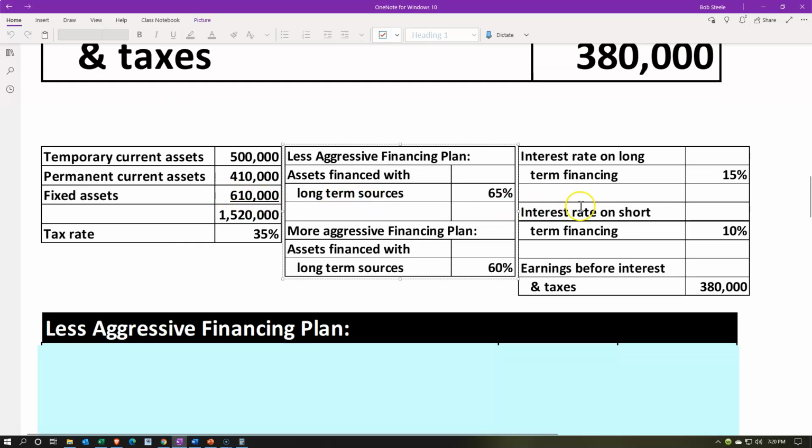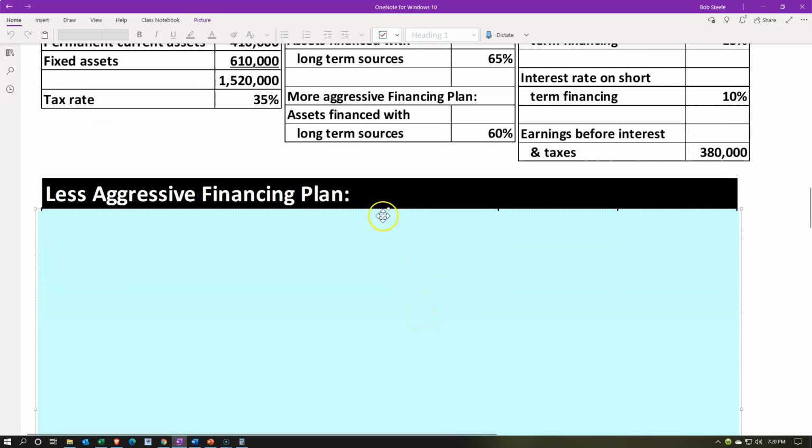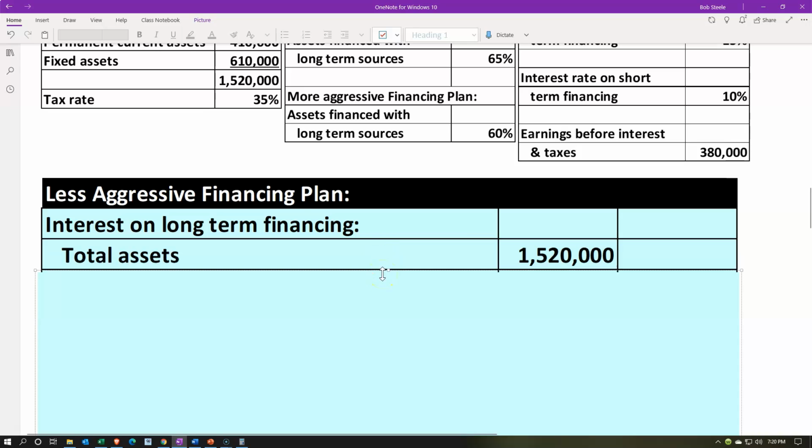Here's a shorter recap of the numbers that we will be working with. Let's take a look at the less aggressive financing plan. I highly recommend working these in Excel. These are perfect to work with in a table and do basic formatting in Excel with percentages and the formatting of the tables. So I highly recommend doing that if you've got time. You could do it in Google Sheets as well, free software.